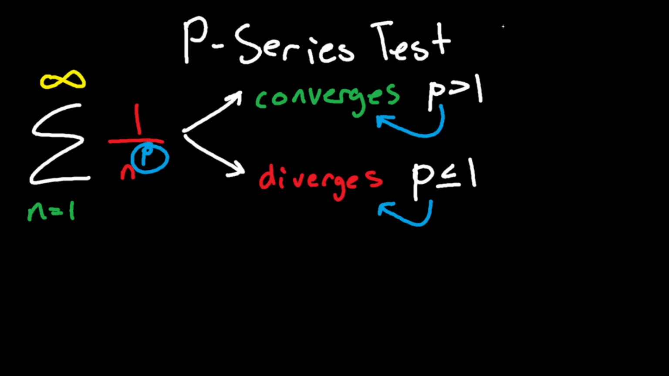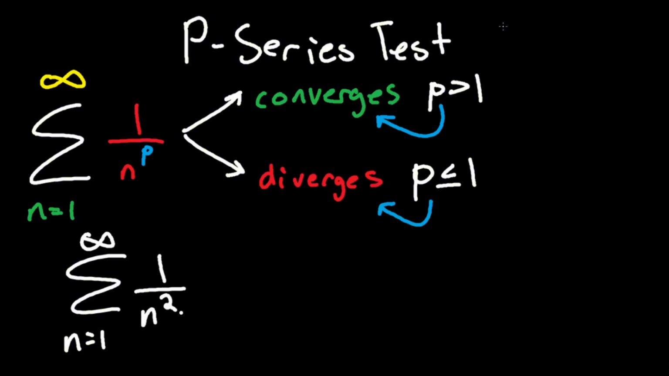And what is p? P is simply whatever n is to the power of. So in this case, you have a sum of 1 over n to the power of 2. In this case, p is equal to 2, since n is to the power of 2. So since p is equal to 2, can we determine convergence or divergence for this test? Well, look at the conditions for the p-series test. If p is greater than 1, then your series converges. Therefore, this guy converges since p is equal to 2 and 2 is greater than 1.